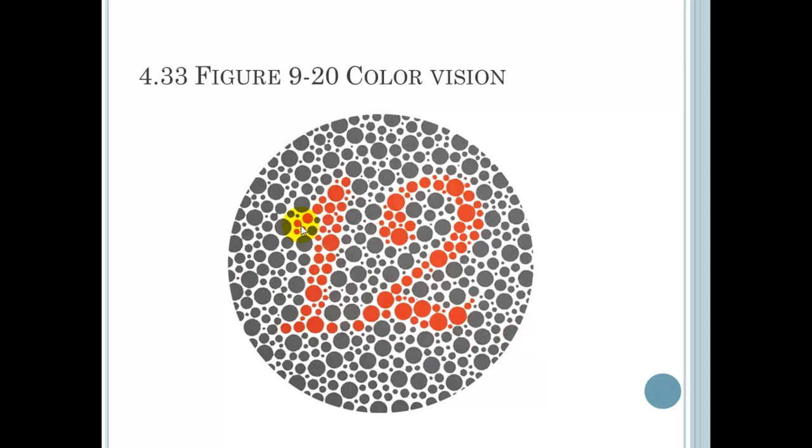Figure 9.20, color vision. If you were colorblind, since these are all the same size and same object, you would see variations of gray, and you may not be able to see the 12 that is located in this visual test. This is a colorblind test.